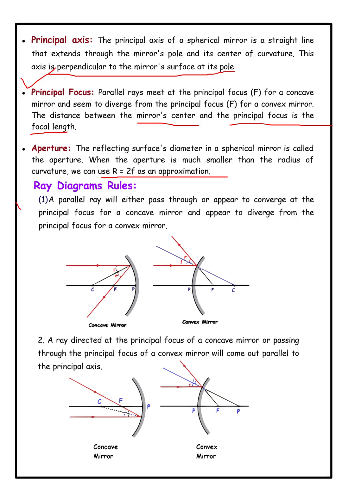Let's look at the first one. A parallel ray will pass through or appear to converge at the principal focus for a concave mirror, and appear to diverge from the principal focus for a convex mirror. So here we find for the concave mirror it is converging, and for the convex it is diverging. Now, second point: a ray directed at the principal focus of a concave mirror, or passing through the principal focus of a convex mirror, will come out parallel to the principal axis. So these two diagrams are equally important.